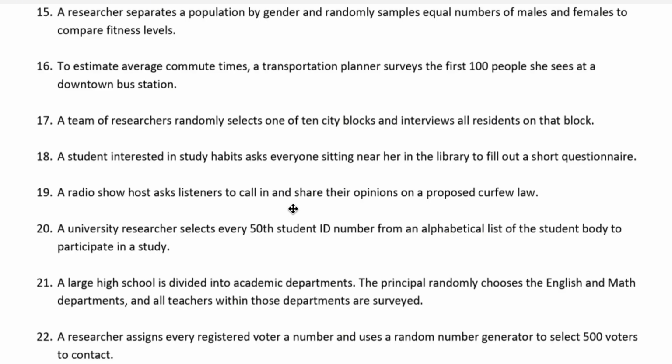20. A university researcher selects every 50th student ID number from an alphabetical list of the student body to participate in a study. This will be a systematic sample because it's every 50th student ID.